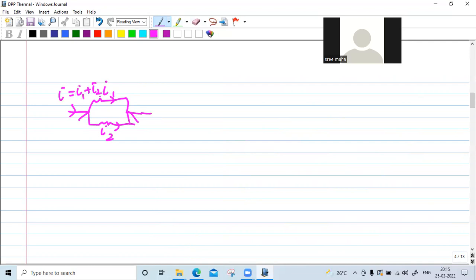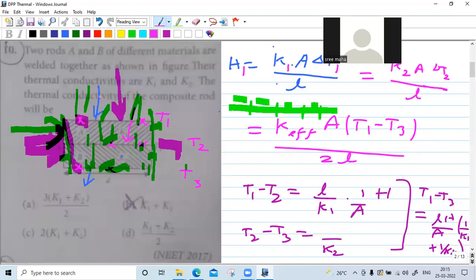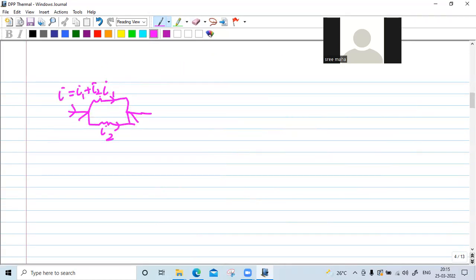Similarly here, when heat is going left to right, the heat current going through the upper one is H1, the other is H2. So the total heat current which is passing the left face is H1 plus H2. Here the two resistors are in parallel. When resistors are in parallel, the resistances get added as a reciprocal, but conductivity will get added as a sum.